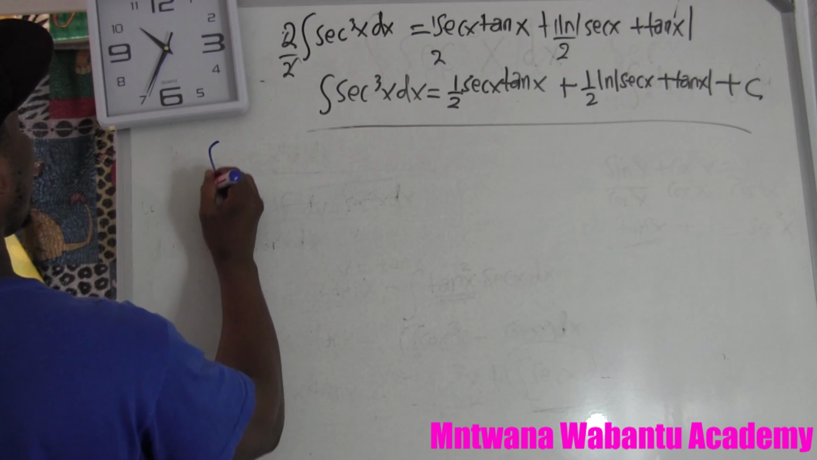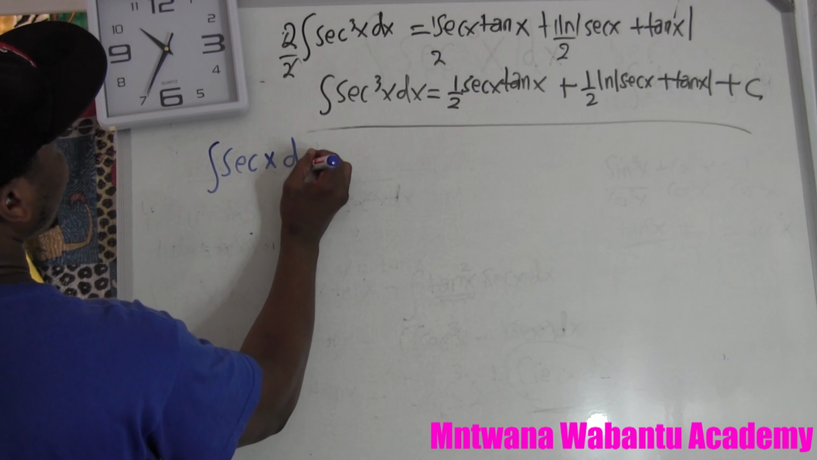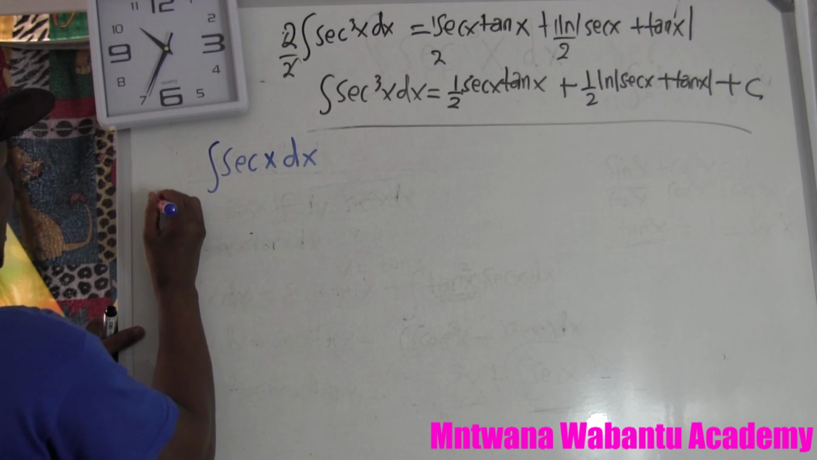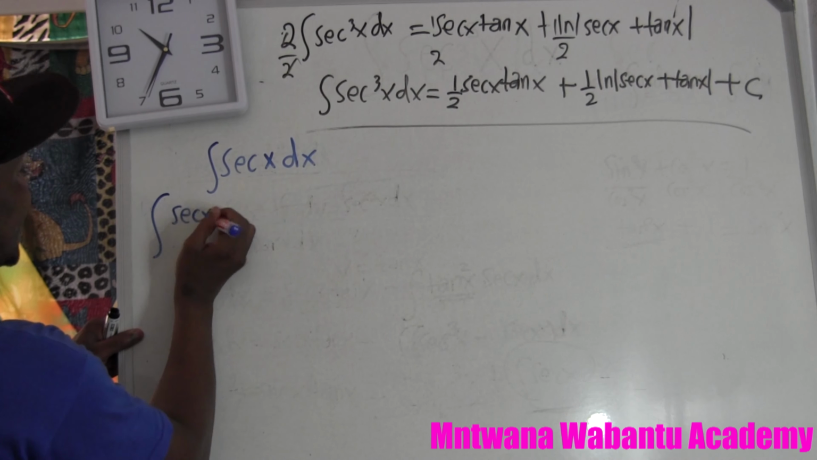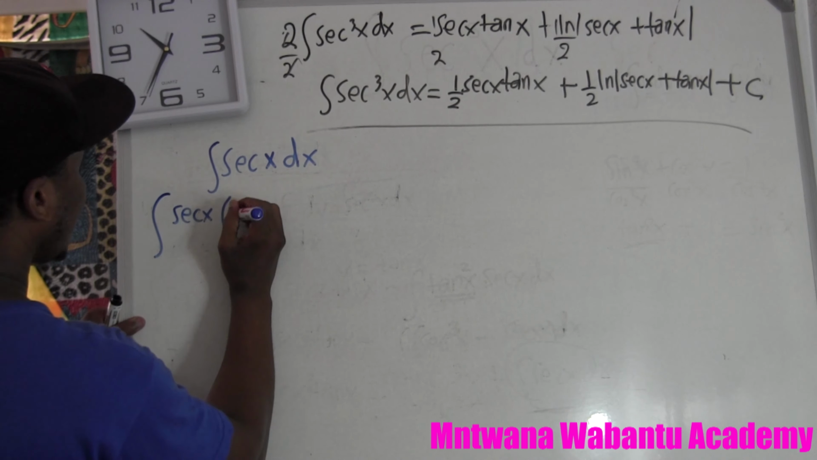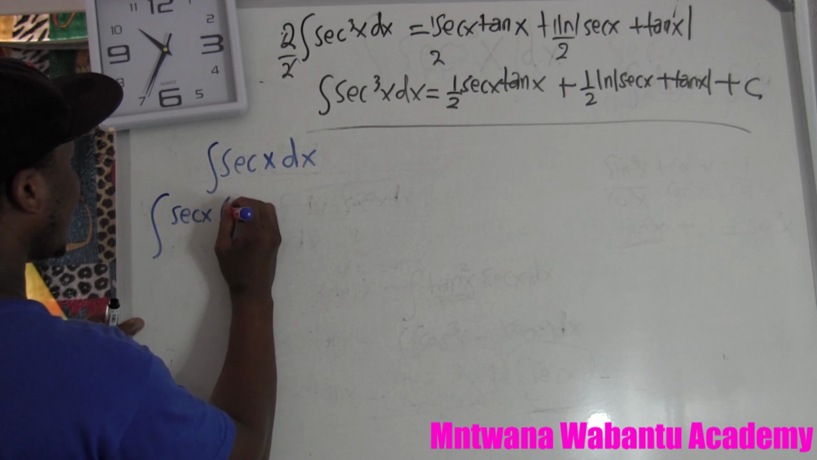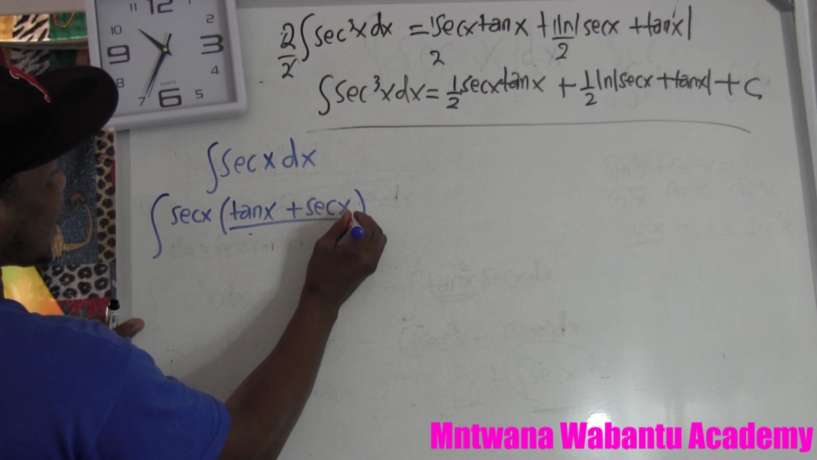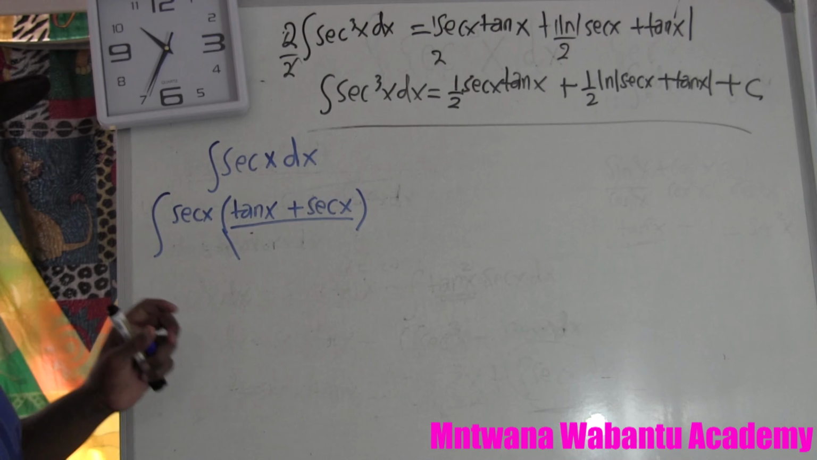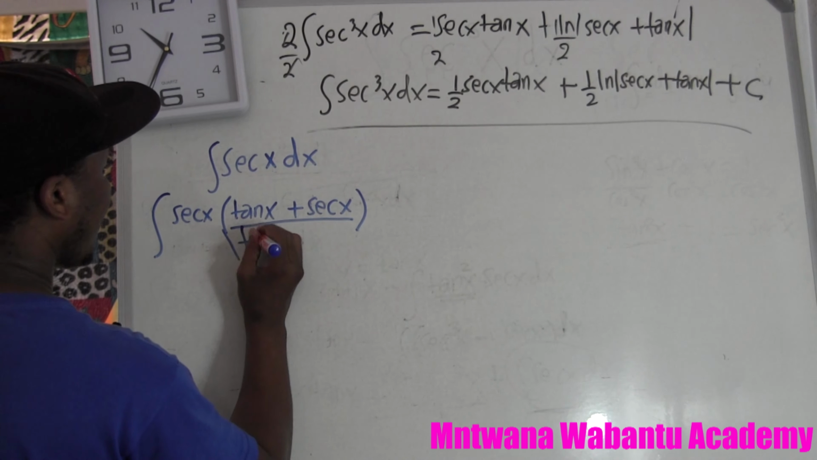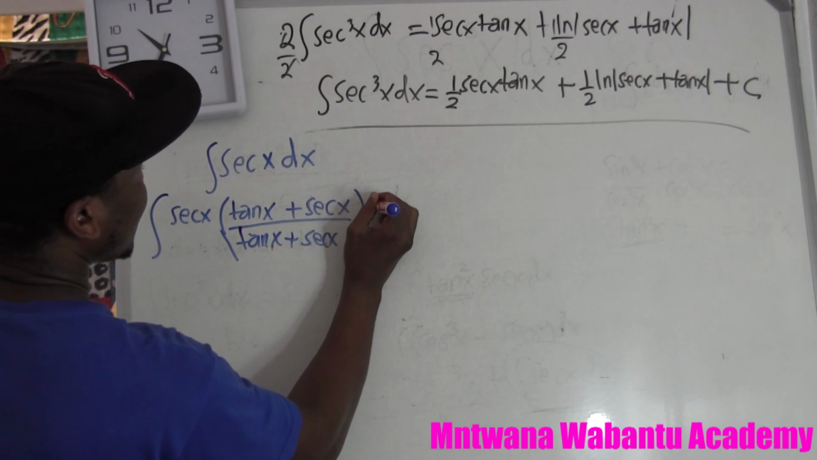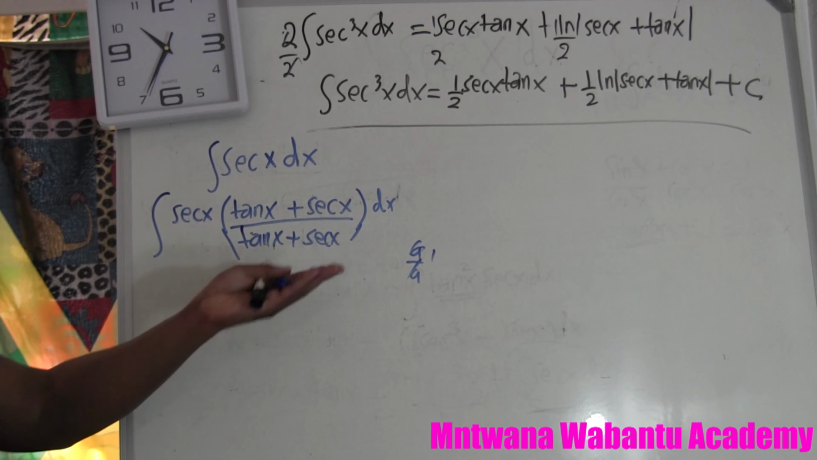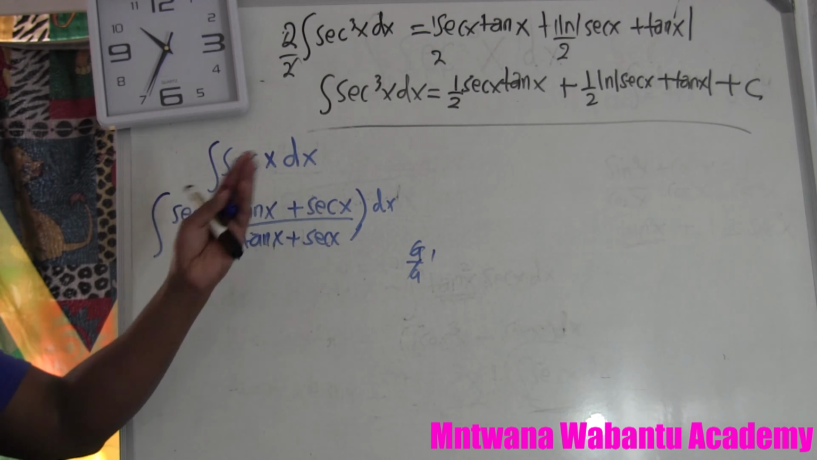So the integral of sec x dx. What I'm going to do is introduce something. I'm going to write my sec x exactly, and then I'm going to introduce here tan x plus sec x. It's just something I'm introducing. But whatever I introduce on top, I must introduce the same thing in the denominator. So that's not going to make any changes. Tan plus sec. Can't you see, it's like multiplying by 1, so I didn't make any changes, it's just something introduced that cancels out.